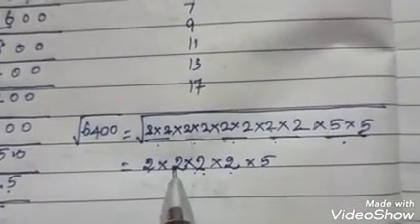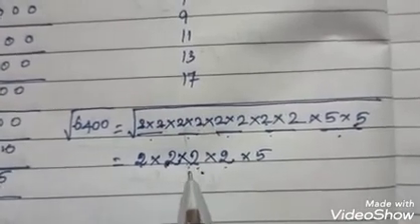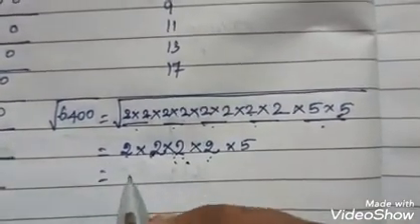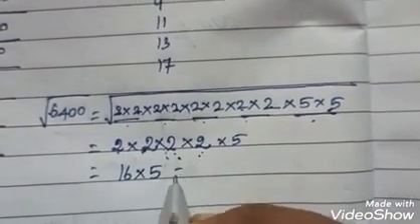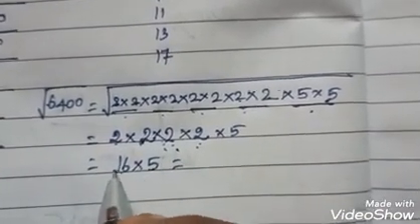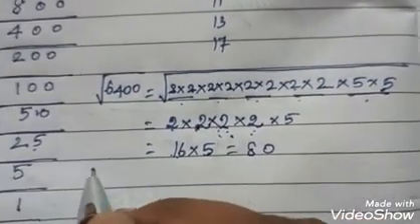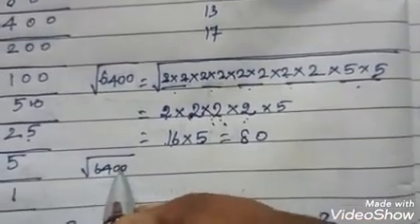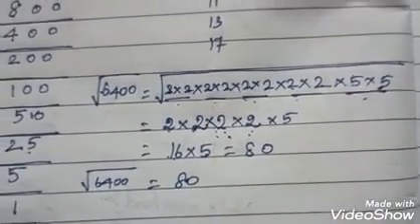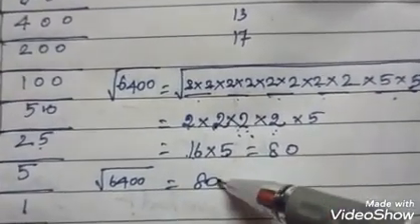2 2s are 4. 4 2s are 8. 8 2s are 16. So you get 16 into 5. 6 5s are 30, 0 remaining, 3, 80. So the square root of 6400, the value is 80. So this is the square root value, 80.